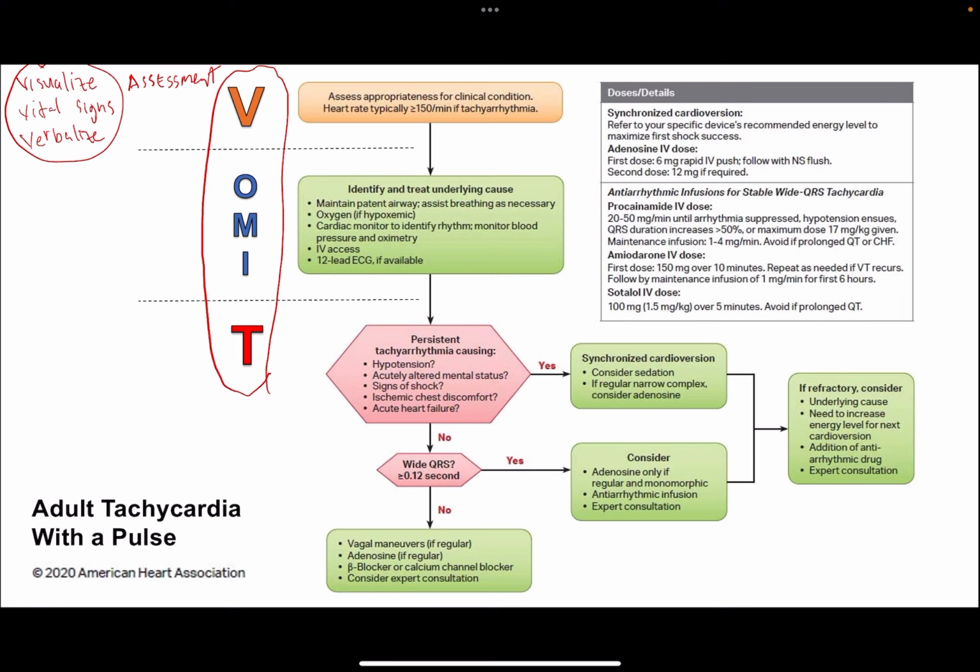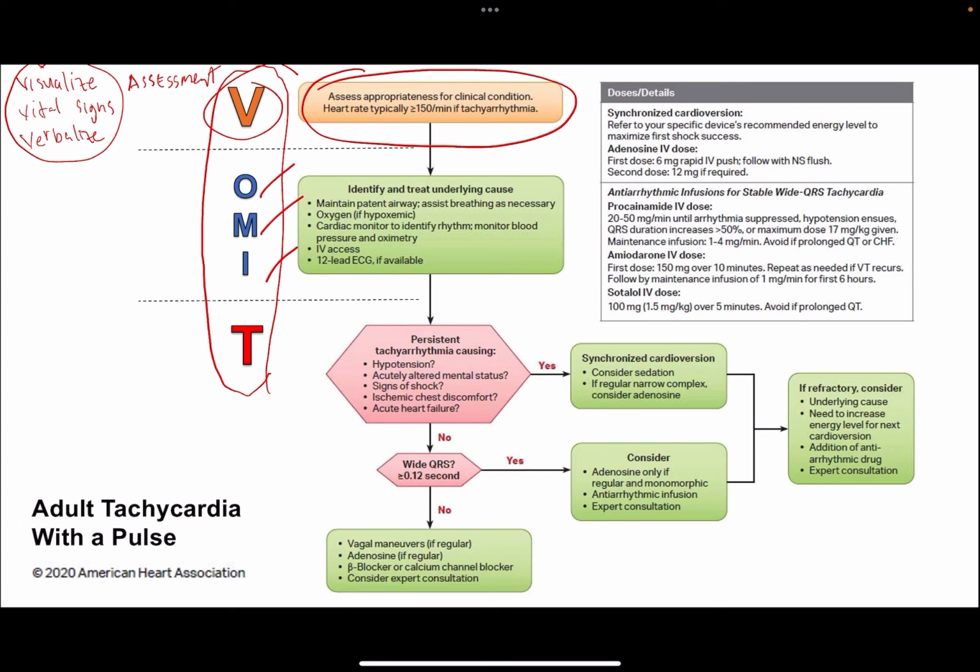O, onset. P, provoking factors. Q, quality. R, radiation. S, severity. And then T, it's time or treatment. So did the patient take any medication for that? So those things apply to this. So you assess for the appropriateness for the clinical condition. And then O is oxygen, M is monitor, then I is IV. So this would serve as a guide for you.